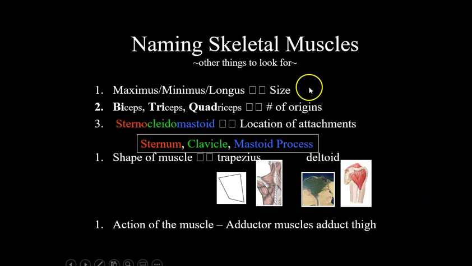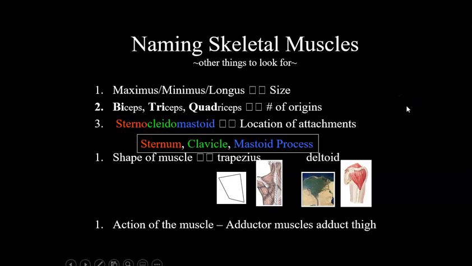We can also get other information. So for instance, size. A maximus, a minimus, a longus gives us clues for size. Gluteus maximus, gluteus minimus, adductor longus. These are going to be long muscles. You can get number of origins. So biceps, triceps, quadriceps are going to be muscles that have two for bi, three for tri, and four for quad.